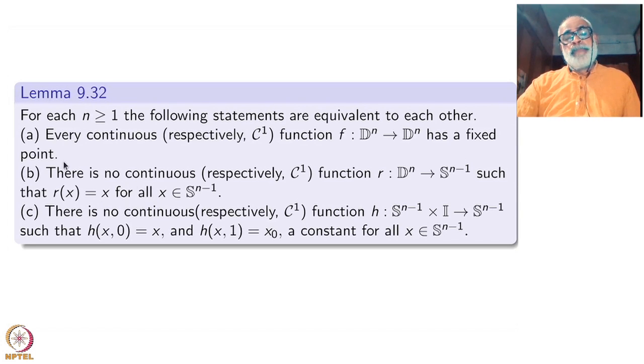Notice that B and C are statements in negation, whereas A is an assertion. So that is the beauty of this approach here. What we will do is prove that these three conditions are equivalent. Then in order to prove the theorem, we can prove either one of these. So that is the whole idea.